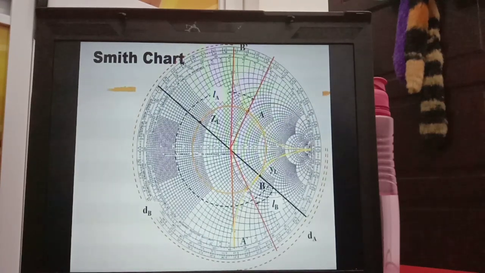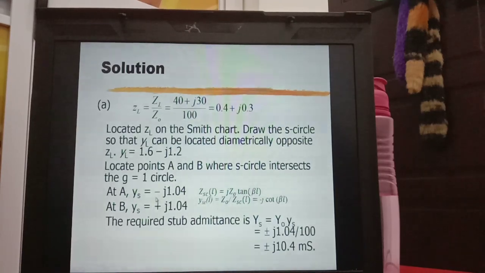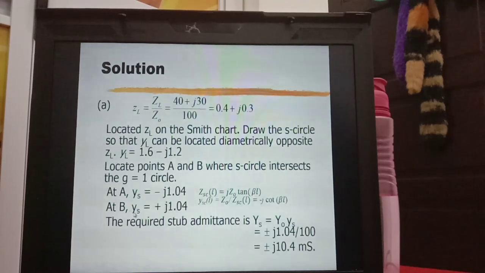Whereas at point B, where the line admittance is 1 minus j1.04, we need a stub line that cancels off the imaginary part. That means a stub line with an admittance of plus j1.04. So at point A, we need a short-circuited stub line with admittance of minus j1.04, whereas at point B, we need a stub line short-circuited at the end that gives us a normalized admittance of plus j1.04.